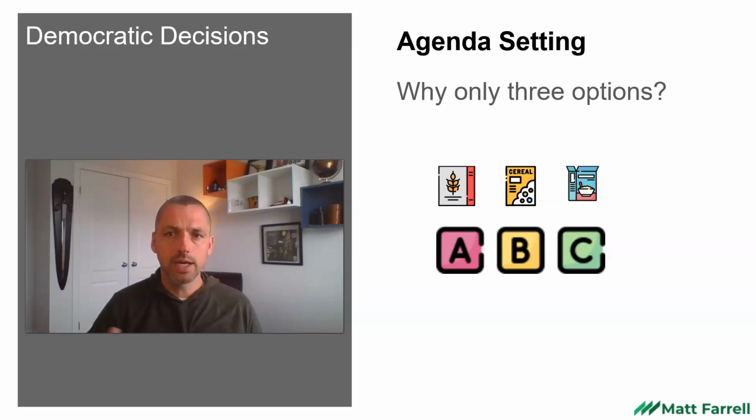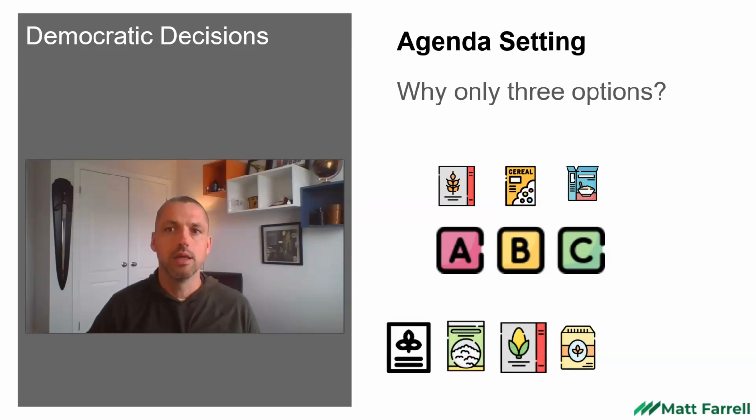But we never asked why we're only choosing from these three defined options. Why aren't there more? Who decided that we're only picking between these three types of cereal and not other types of cereal? Presumably there is a range of different options. How did we get only three in our choice set? Why wheat flakes was included and not corn flakes?